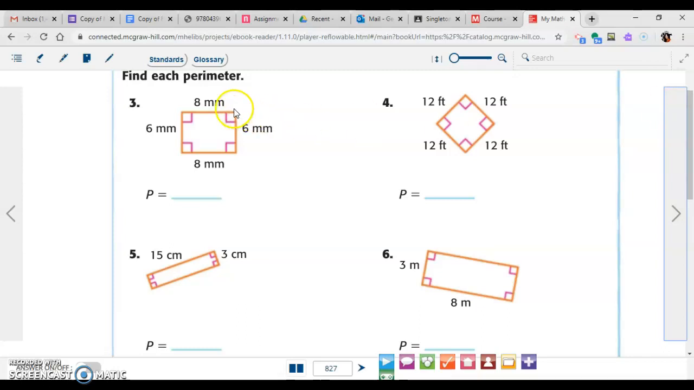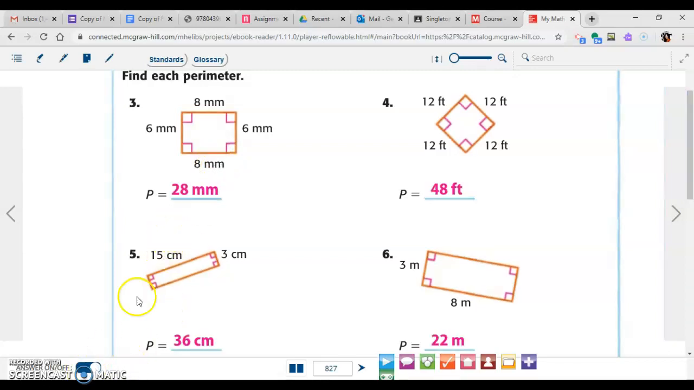So here we go. Find the perimeter. This is a rectangle. 8 plus 6 plus 8 plus 6, or 2 times 8 plus 2 times 6. 8 times 2 is 16. 6 times 2 is 12.